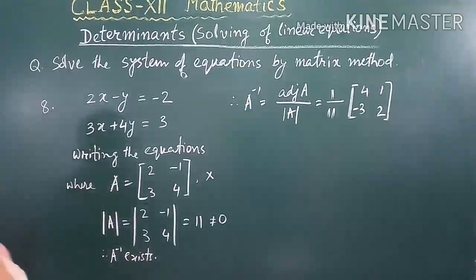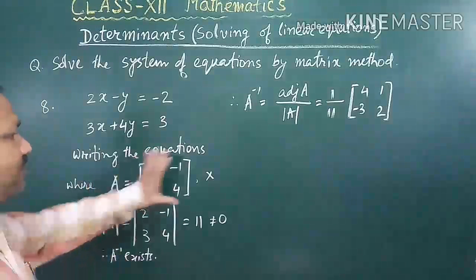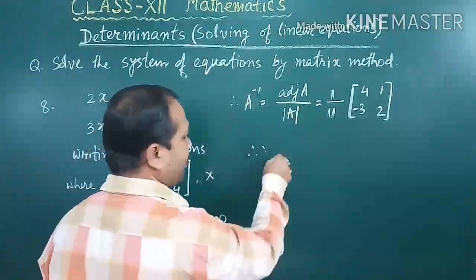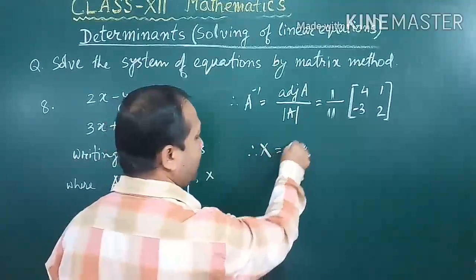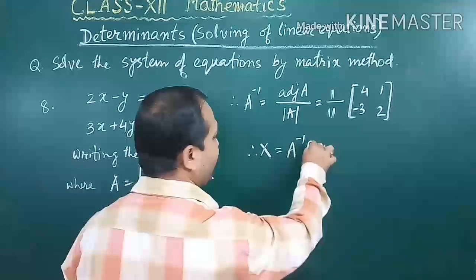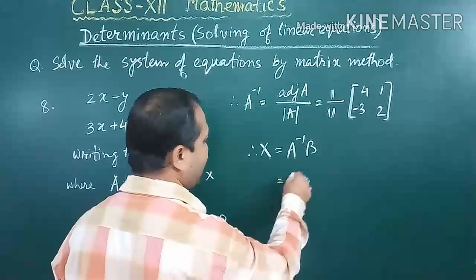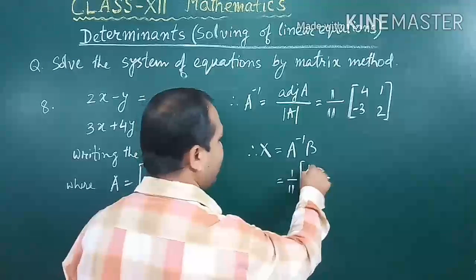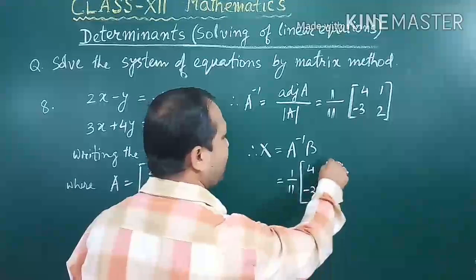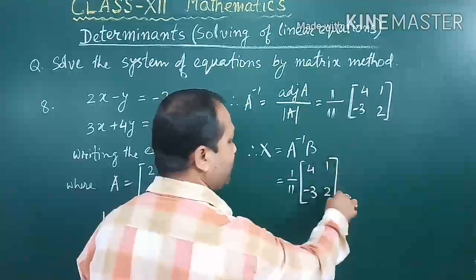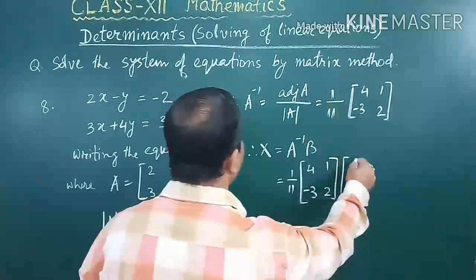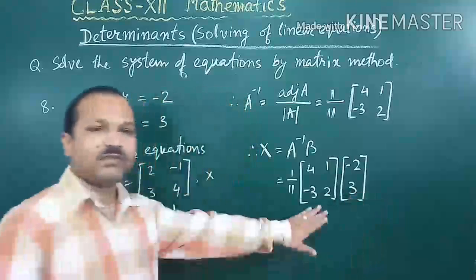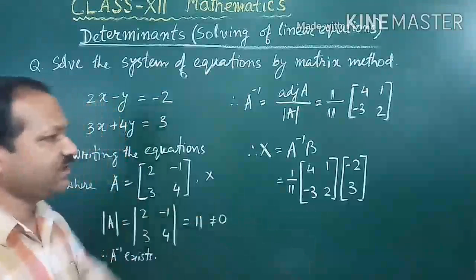Okay. Now we have to find A inverse into B. Therefore x is equal to A inverse into B. So it is nothing but 1 by 11 into 4, minus 3, 1, 2 into B, which is minus 2 and 3. Is it clear? A inverse into B.